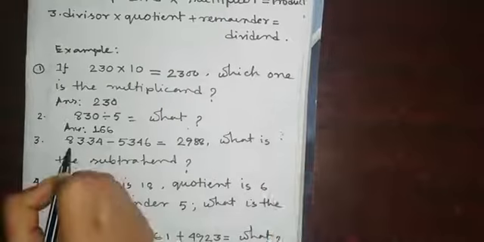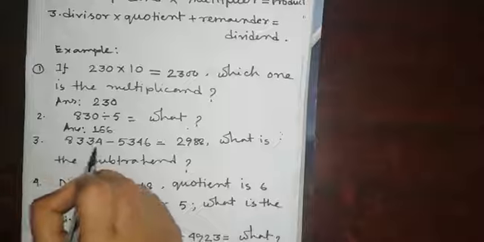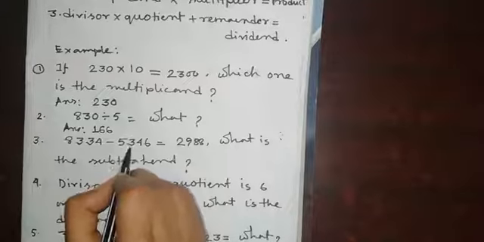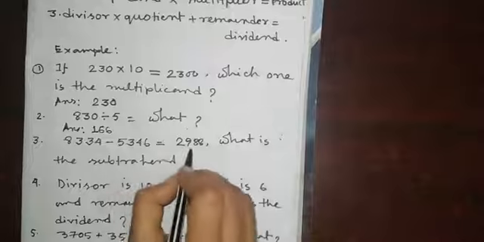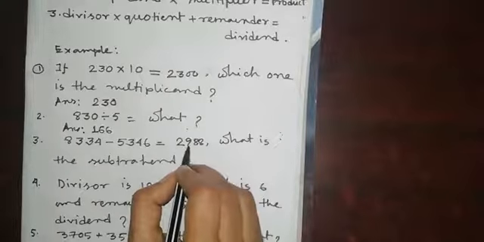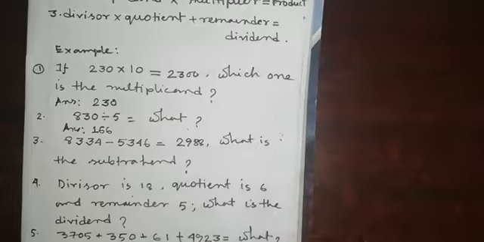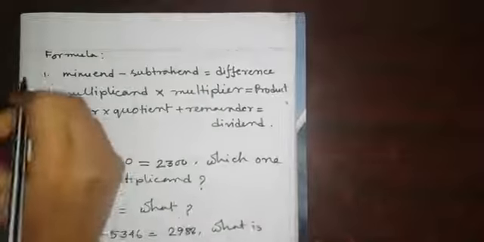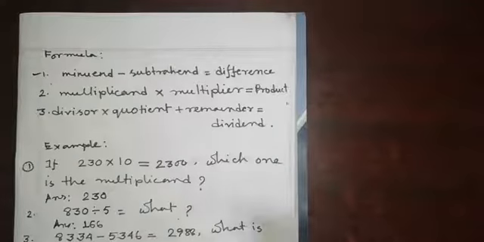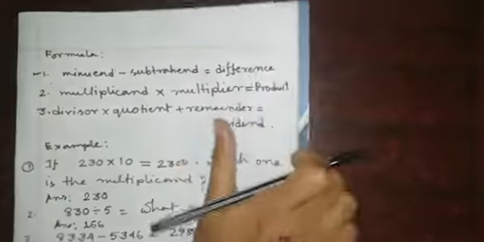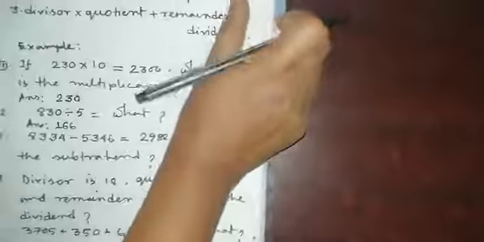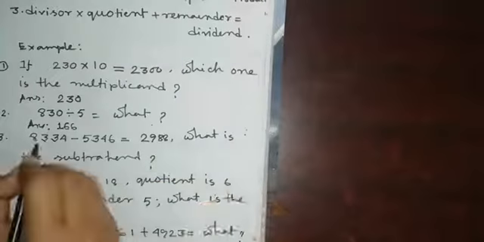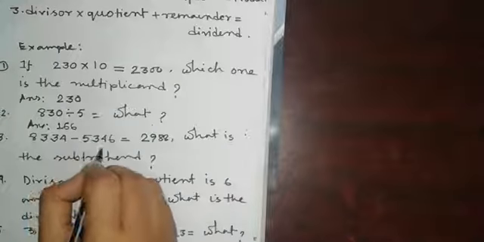Now look at this: 8,334 minus 5,346. We get 2,988. So what is the subtrahend? Now we have to find out the subtrahend. You have to use this formula: minuend minus subtrahend equals difference. So if we follow this formula, we have to find out the subtrahend.